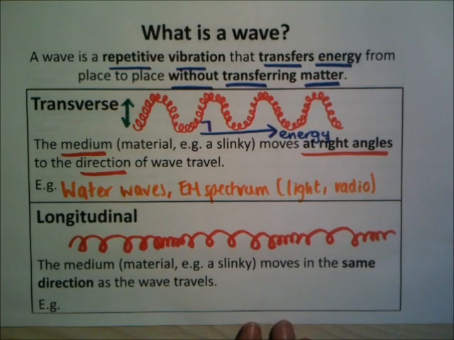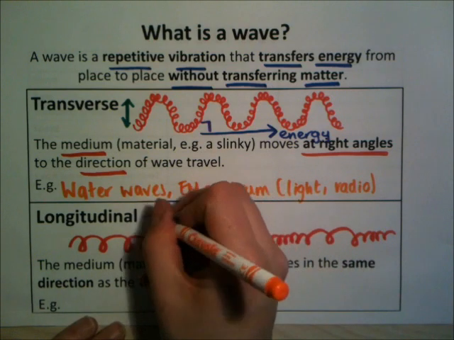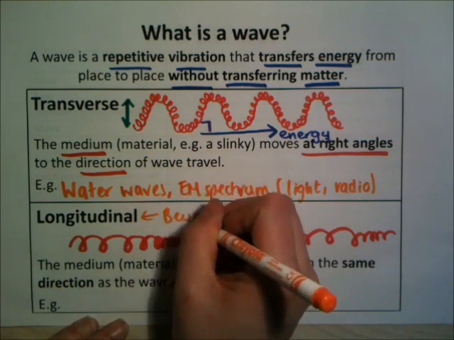It's really hard to draw, as you can tell. There's not too many of them around, apart from in earthquakes, in sound, which we'll talk about in a second, and with a slinky. And because you kind of have to dance like Beyonce to do it, I remember them by saying they're like a Beyonce wave.